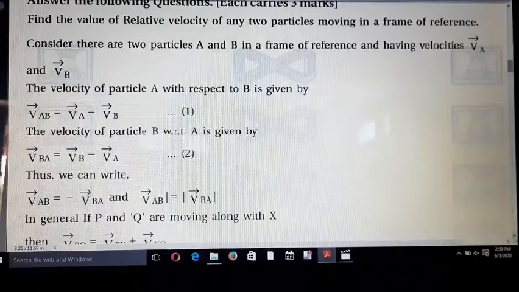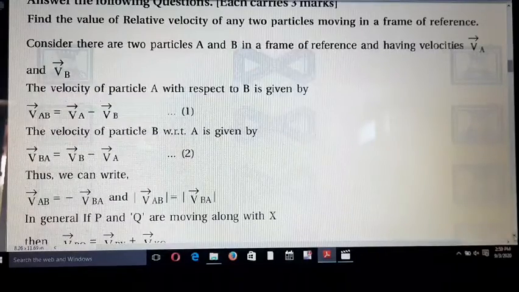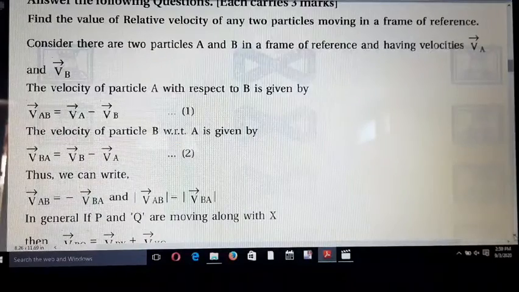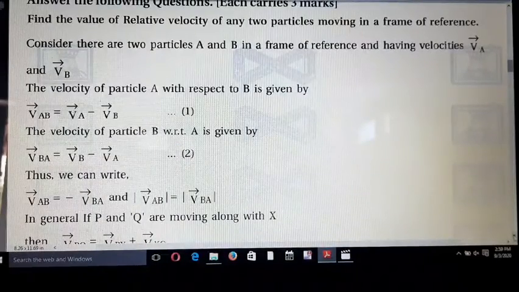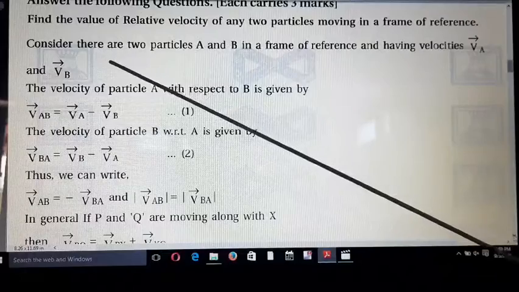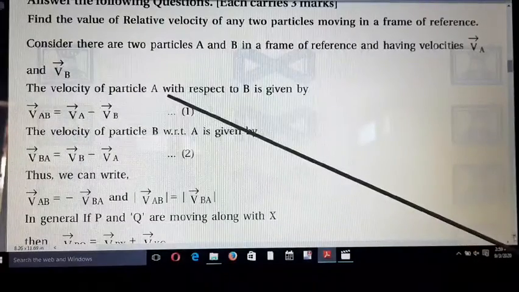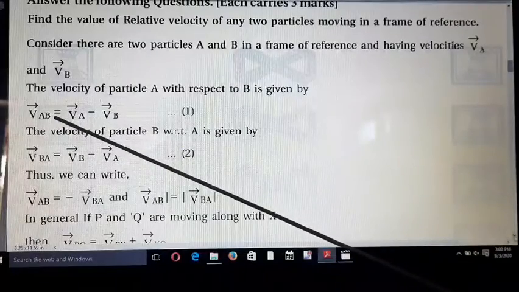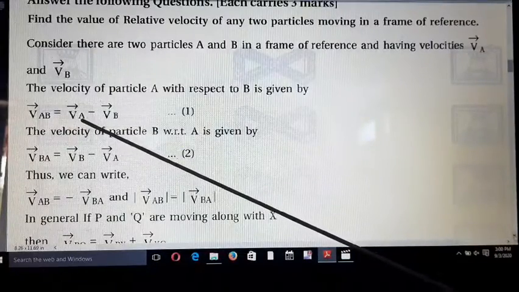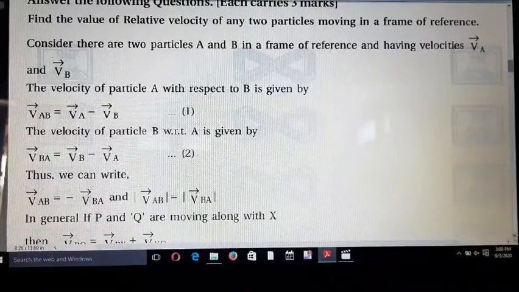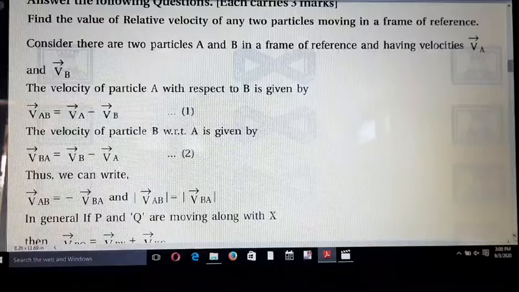So friends, first of all we consider two particles in a frame of reference, particle A and particle B. Particle A has velocity Va and particle B has velocity Vb. The velocity of particle A with respect to B is given by vector Vab is equal to vector Va minus vector Vb. Friends, this formula we learn in chapter 3.